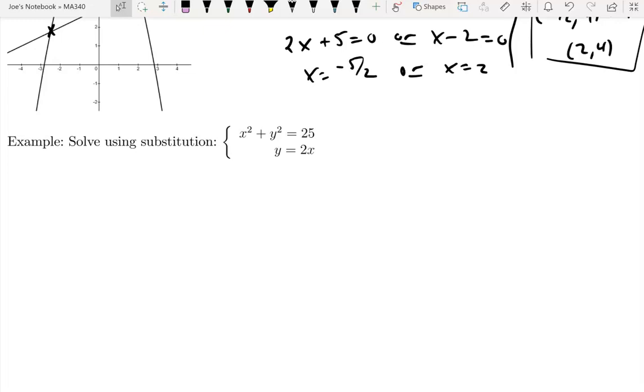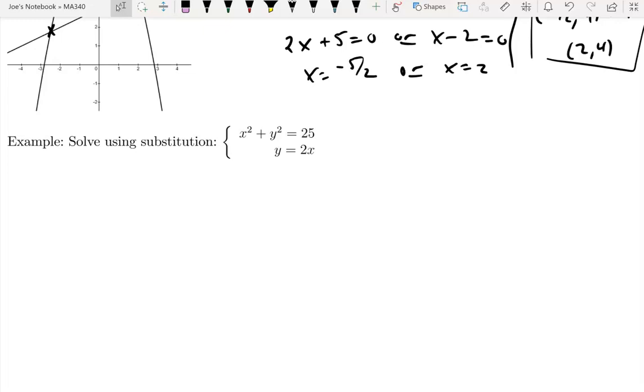Do we know what the graph of x squared plus y squared equals 25 is? Well, it ends up being a circle, centered at the origin. It has a radius of 5. So if I think about a line and a circle, how many places do you think that might intersect? 2, right? So, assuming they actually do intersect, we're probably looking for 2 solutions here.